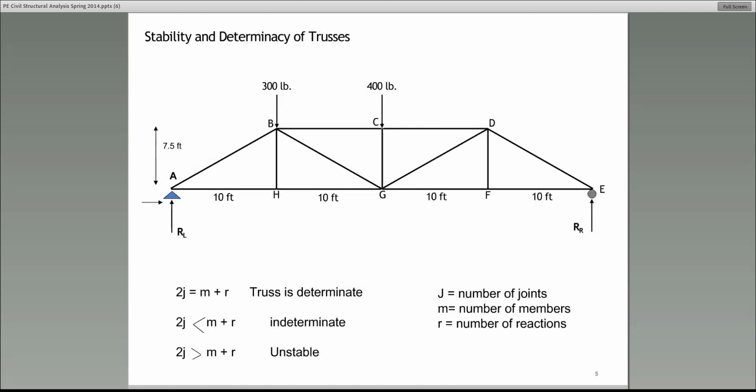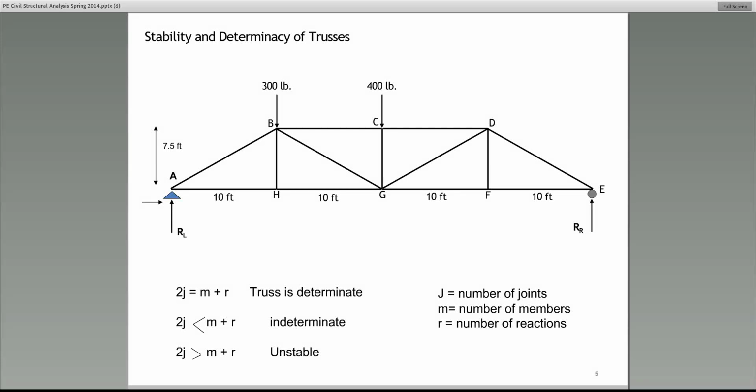Let's talk about stability and determinacy of trusses. Trusses will be on the test. All right, you will see some truss problem on the test. And they may ask you whether it's stable or determinate, mostly determinate, and I will give you this equation that I will share with you in just a second.